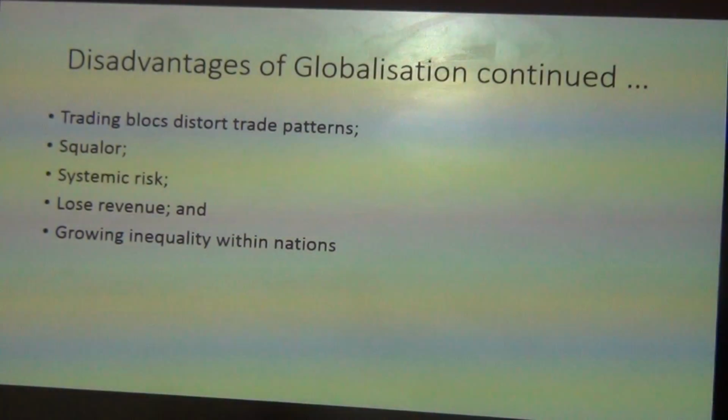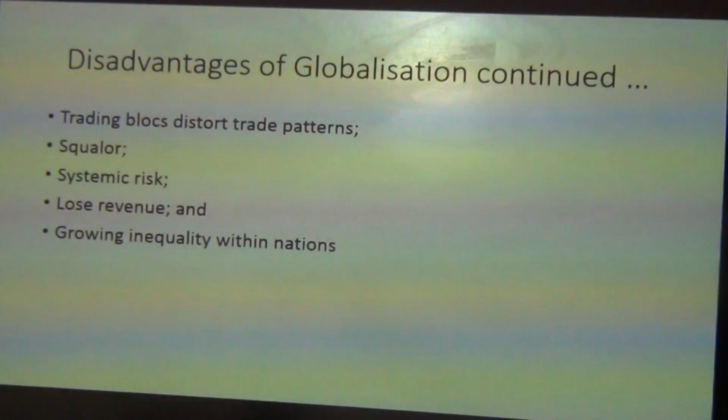Systemic risk, again, is to do with the connectedness of the world in a globalized world. And the fact that if a manufacturing plant goes down in China, then it could have a knock-on effect in the UK, because we're waiting for products to come from that particular supply chain.